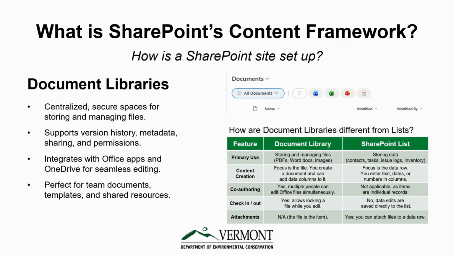Let's break it down. In a document library, the focus is entirely on the file itself, like PDFs, Word docs, or images. It supports full file co-authoring, check-in/checkout capabilities to lock files while editing, and file-level metadata. In a SharePoint list, the focus is on the data row. You are entering text, dates, or numbers into individual records. While you can attach a file to a list row, the item itself is data-driven, not file-driven.